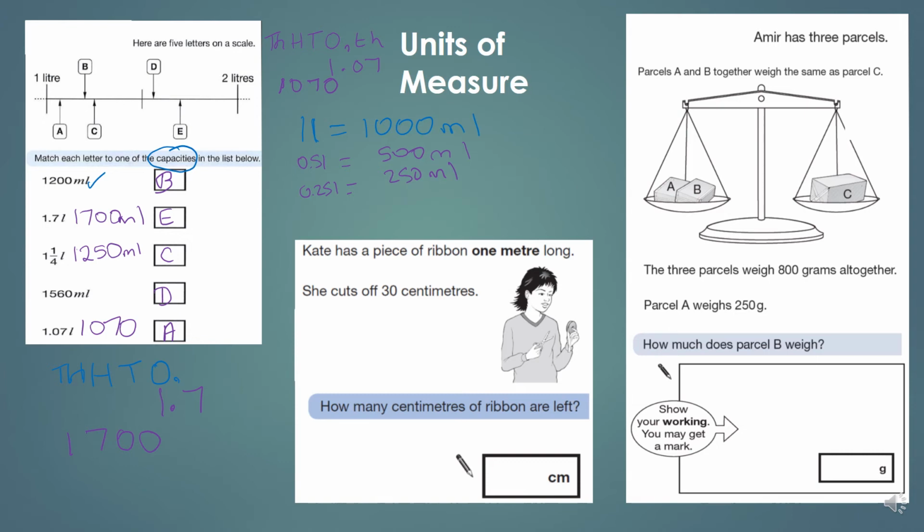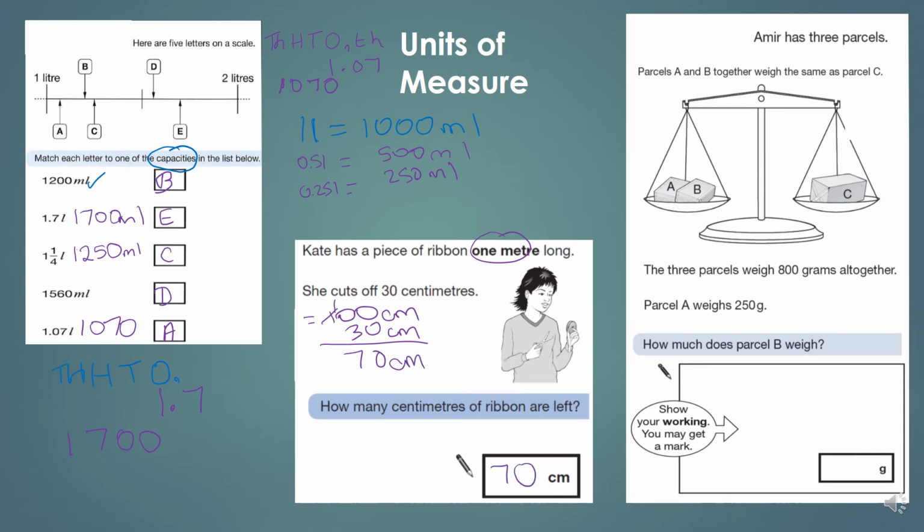Okay, Kate has a piece of ribbon 1 metre long. She cuts off 30 centimetres. How many centimetres of ribbon are left? So 1 metre equals 100 centimetres. And we need to subtract 30 from 100. That will be 70 centimetres, and that will be your answer.